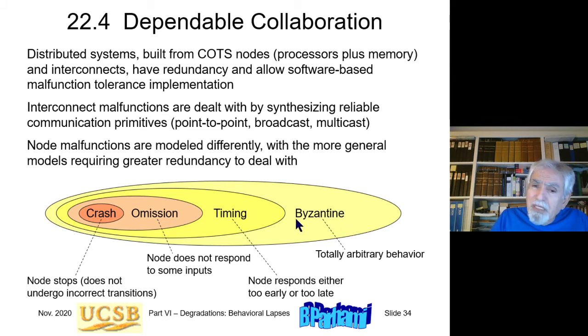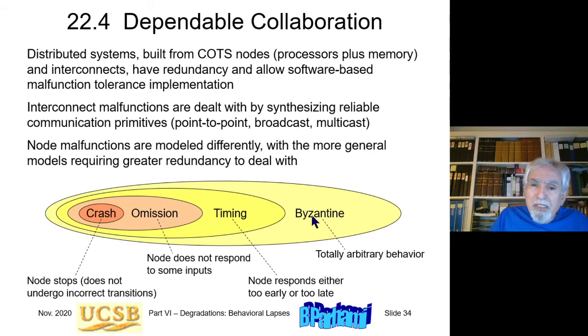And finally, the most serious type of malfunction with respect to managing it and being able to ensure correct system operation is Byzantine malfunction. A Byzantine malfunction is when a unit is behaving totally unpredictably. In other words, it follows no pattern, no scheme. Sometimes it doesn't respond to a message, sometimes it responds correctly, sometimes the response is erroneous, sometimes the response is delayed.